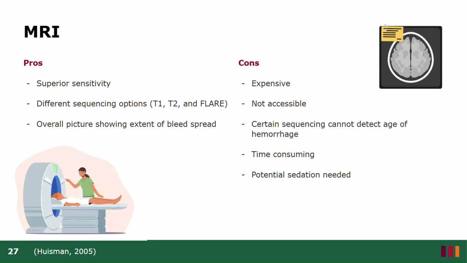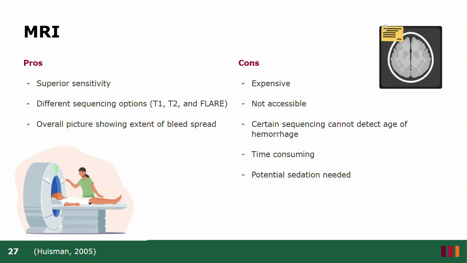MRI shows a volume of the body and allows us to get the big, broad overall picture and visualize the bleed extent. MRI is expensive, time-consuming, and not accessible. A NICU patient may be unable to come down to the imaging department depending on what equipment they are hooked up to. Depending on the level of activity of the patient, they may need to perform sedation so the infant can stay perfectly still for the scan.